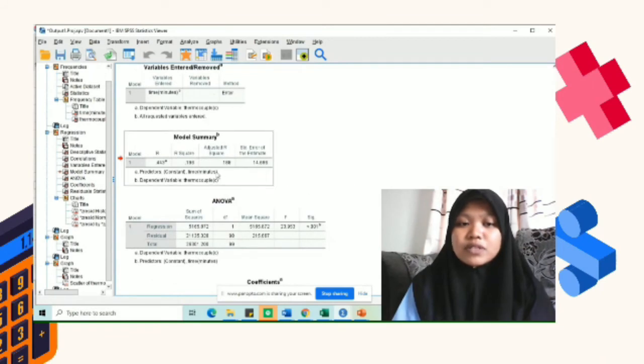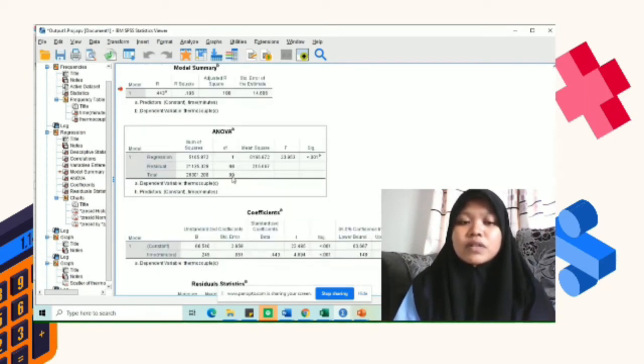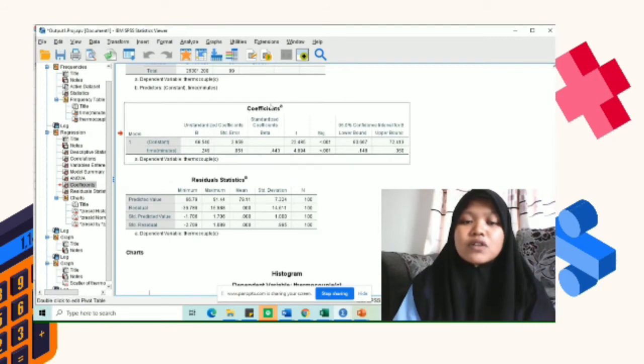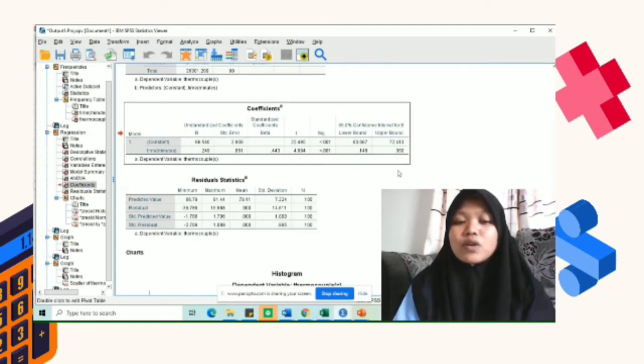Next is the model summary. The model summary shows the value of R square, which is the coefficient of determination. In the ANOVA table, we can see the degrees of freedom and the sum of squares of regression and residual data. The total here is the value for SYY we use in the manual calculation. From the coefficient table, we know the value of beta naught and beta 1, where beta naught is the y-intercept and beta 1 is the slope or the regression coefficient.